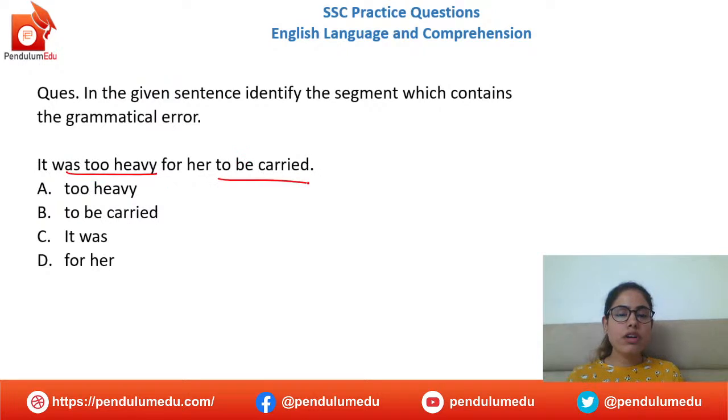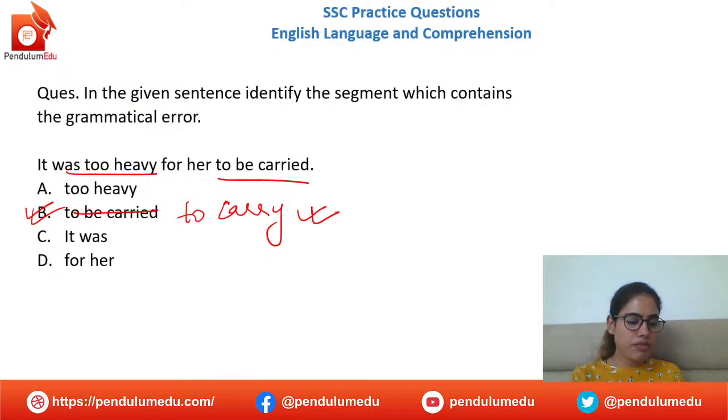It was too heavy for her to be carried. Quickly let me know. Now this one I guess could be understood using the simple rule. Yes exactly, it's B, because it was too heavy for her to carry. Yes, that's right Devesh, absolutely correct. Option B is right, to carry and nothing else. Next one.